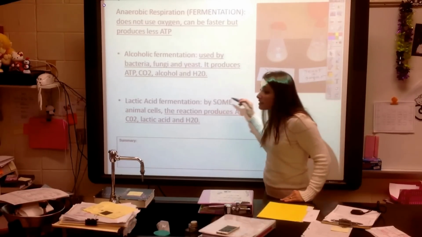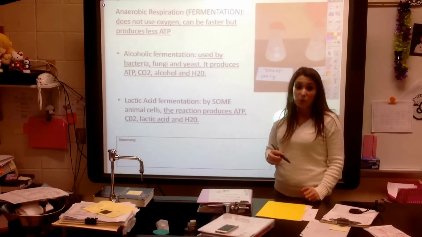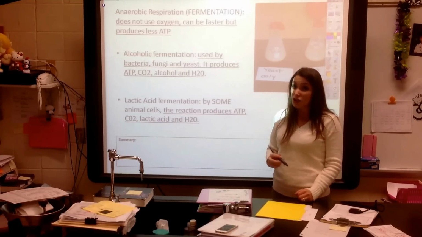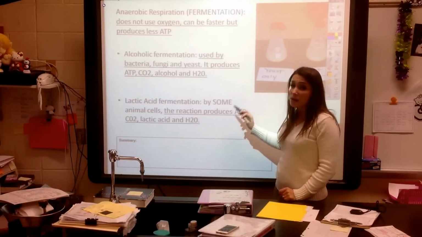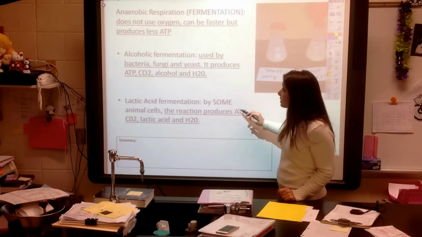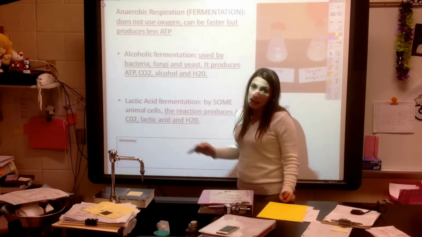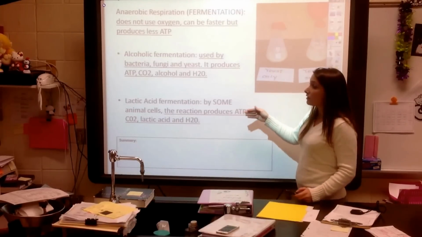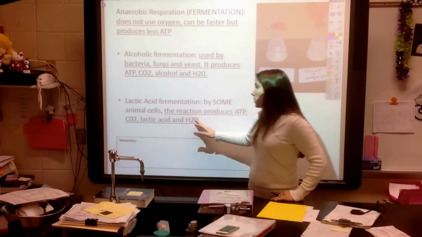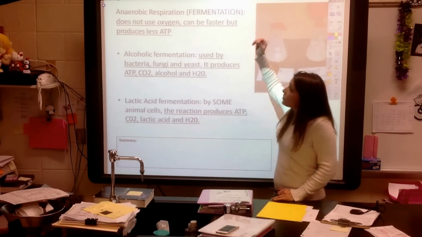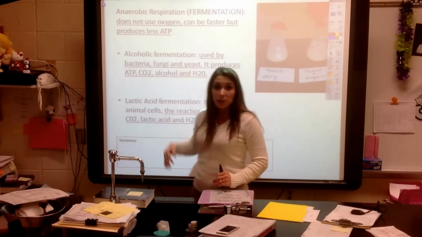And it's performed by some animal cells. Your brain can't do very much anaerobic respiration. Your brain needs oxygen because of how much energy your brain needs. So lactic acid fermentation is performed by some animals. The reaction still produces ATP, CO2, and water, but it produces lactic acid. So you'll notice that both types of respiration, aerobic and anaerobic, produce ATP, CO2, and H2O. But when we do anaerobic, we don't completely break down the sugar. We end up with these leftover pieces.